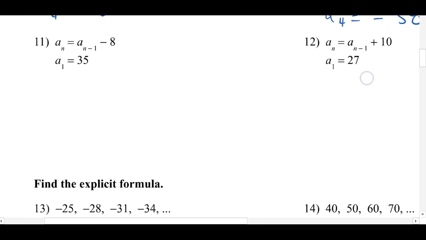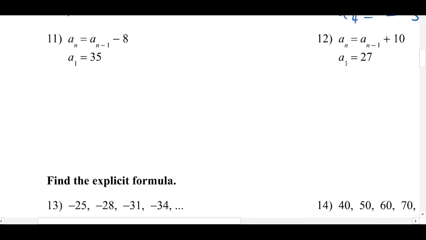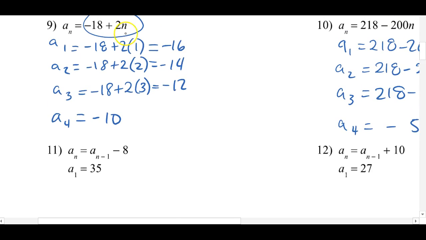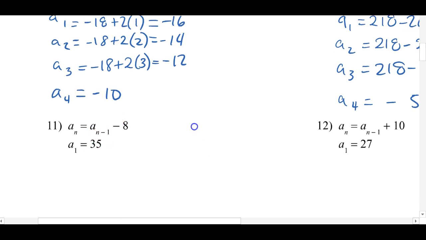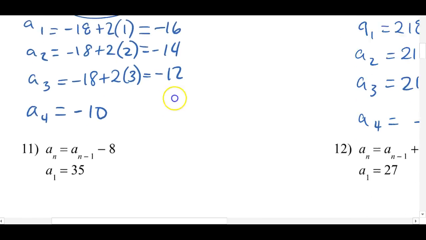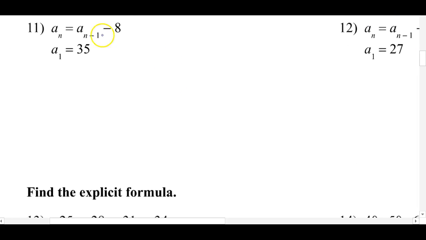Okay, number 11. Now number 11, it's a little different than what you saw before. So here, my variable was n. Here, my variable is this a, with this little n minus 1 on the bottom. Remember, we call this a subscript if it's on the bottom there. All right, the one before is an explicit formula. This is recursive. Remember, recursive means that I have to know the number before in order to find the next term. So that's why they give us the first term.